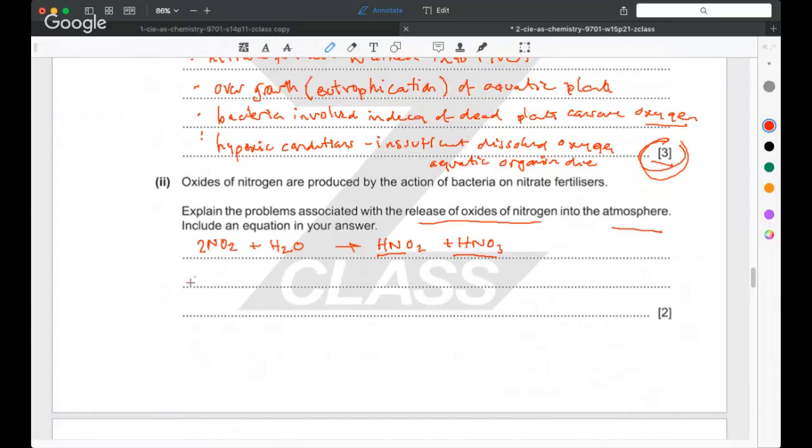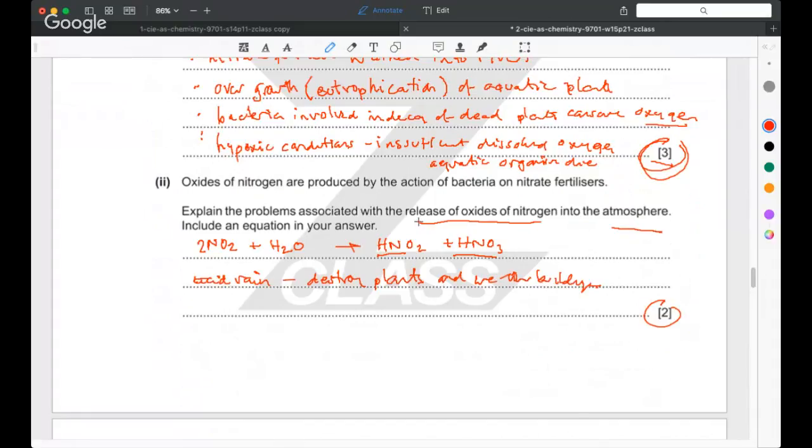So the problem with that, of course, is acid rain, and that acid rain can destroy plants, particularly, I mean, the famous cases for acid rain is the destruction of European forests. It can destroy plants, and you could say weather buildings. Excuse my writing. So only 2 marks available there.